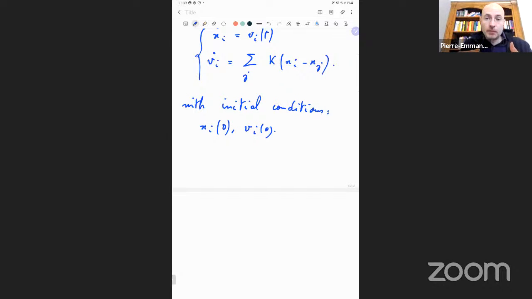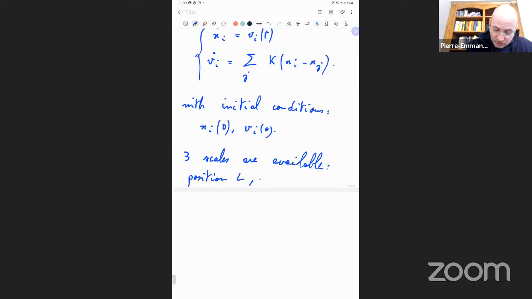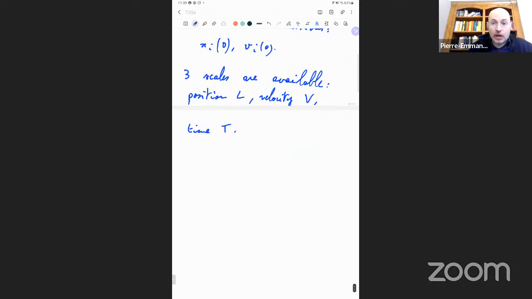I can rescale in position, right? And I can rescale in velocity, and I can rescale in time. Right, so I can introduce the scale L, in velocity the scale V, and in time, right, the scale T. So I can go back to rescaled quantities. So xi bar would be 1 over L of xi at time t, right, at the rescaled time.